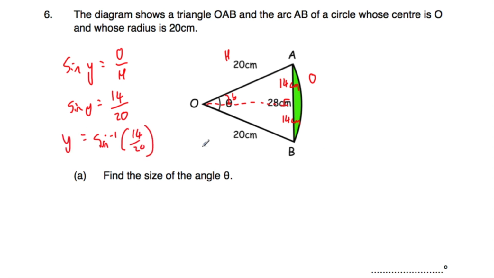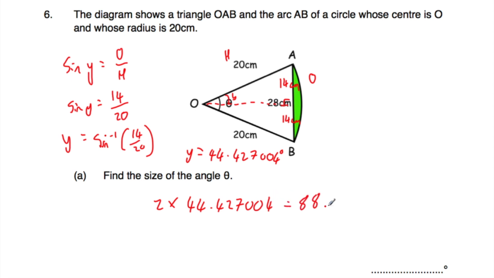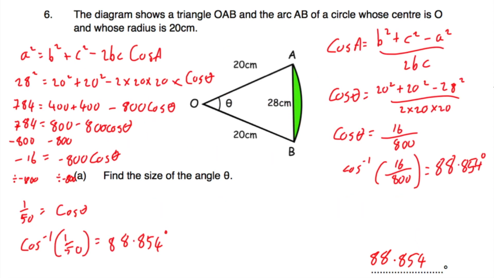That gives us that y is equal to 44.427004 degrees. Now that's why we wanted to find the size of theta. Because we halved the triangle, that's going to be double that angle. So we're going to do 2 times 44.427004. And when we multiply that by 2, that's equal to 88.854008 degrees. And let's write that down, 88.854 degrees.